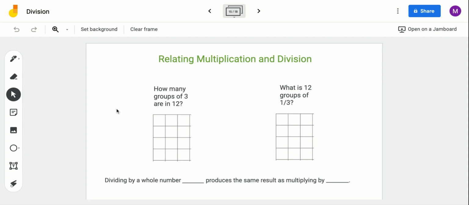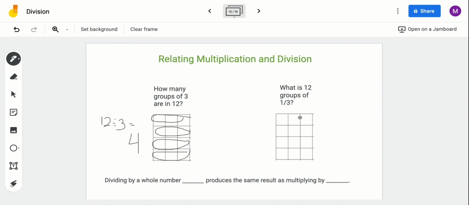So we're looking for the number of groups, and we know how many there are altogether. And so this is really a division problem. So we're doing 12 divided by 3. Here's a group of 3. Here's another group of 3. Another group of 3. Another group of 3. And so that equals 4. 12 divided by 3 equals 4.